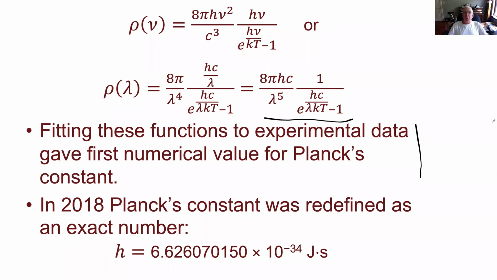Avogadro's number is another one that has now been defined to have an exact value, instead of being defined as just the number of carbon-12 atoms it takes to make 12 grams. It is now a number that has been declared to be equal to the previously most accurate measured value. Okay, so that's Planck's constant.